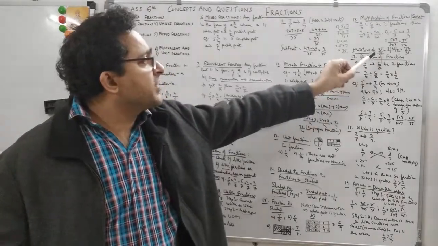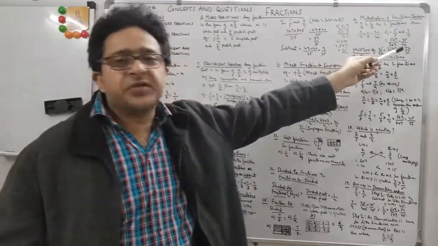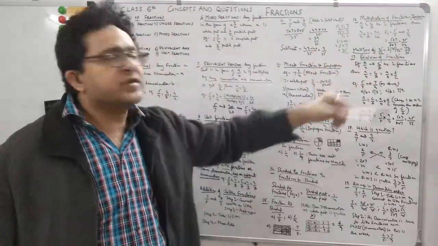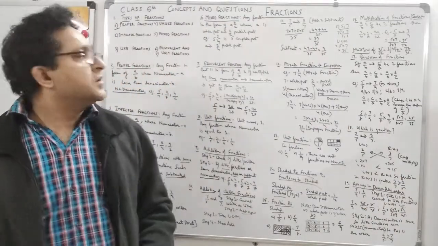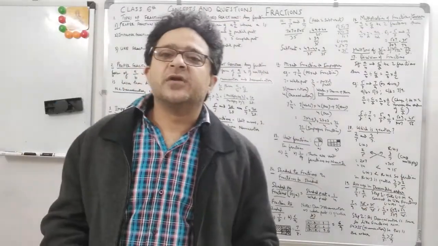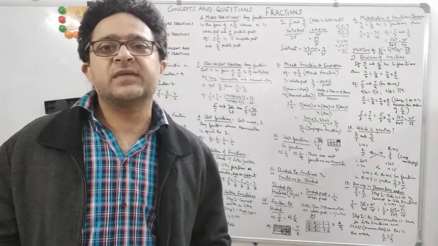Actually what happens, it is 1 upon this number. So 1 upon this number will be the reverse or the reciprocal. Reciprocal is when you reverse the order of the fraction. So numerator becomes denominator and denominator becomes numerator. Basically it's a reciprocal. That's the word, reciprocal. So this is called the multiplicative inverse.